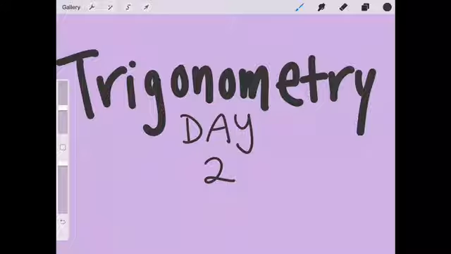Doing trigonometry a second day. So trigonometry was those funky functions we worked with last class, the sine, cosine, and tangent.